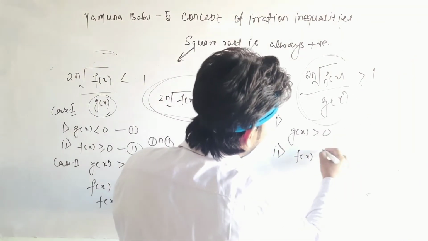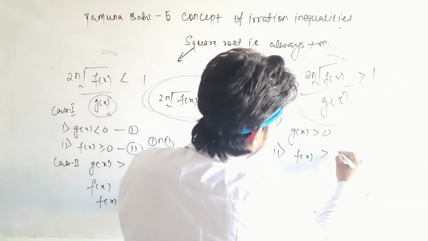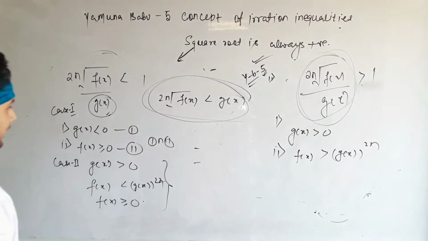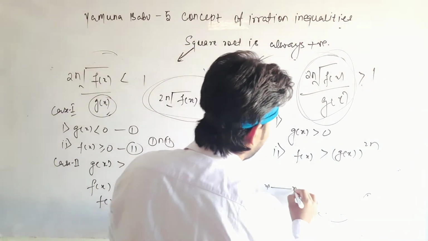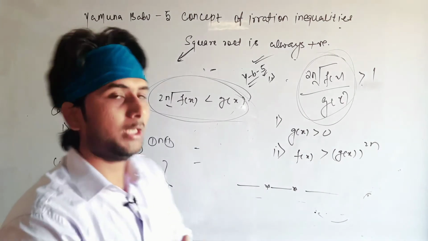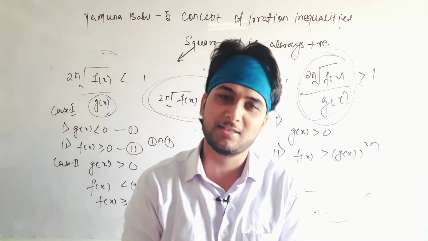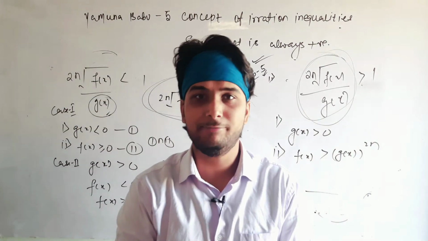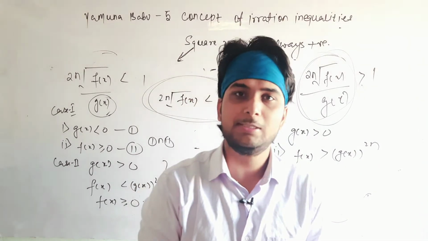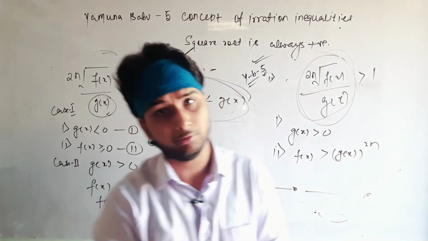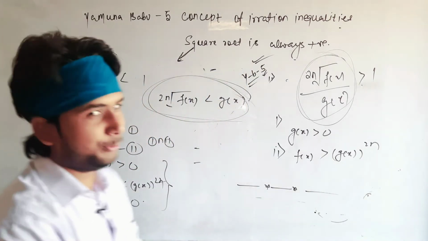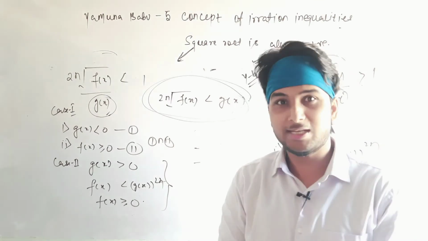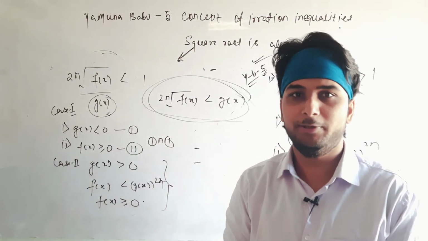Okay, and if g(x) is greater than 0, then you have to apply only f(x). Then you can multiply here: f(x) is greater than g(x) to the power 2n. Okay, to the power 2n here. These are the explanations that I have given you about the properties of irrational inequality, and I will name it as the Yamuna Babu 5 concept of irrational inequality. I think there will be no doubt as I have explained it very briefly.